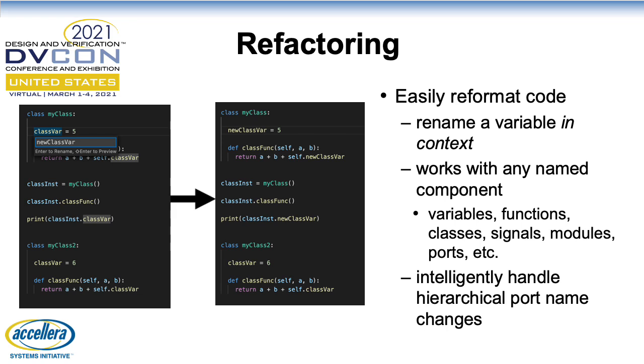So if you have a signal name like you see in the image where I have a signal named class var, I'm able to enter a new name for it, new class var, and it will rename every reference to that class var intelligently. So at the bottom in my class 2, I have a class var, and it's left alone in my refactoring. This will work across files, across your entire test bench, and it will intelligently track your class signals and other names and allow you to refactor your code with ease.